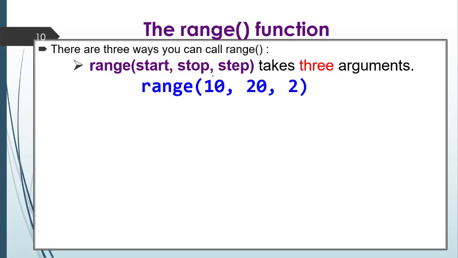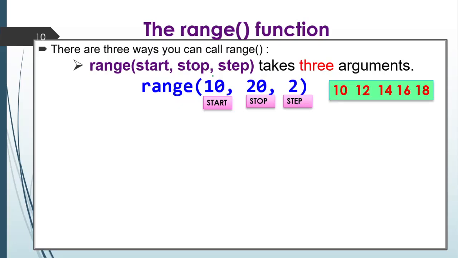Example, range 10, 20, 2. The start argument is specified as 10, so the sequence should start from 10, the stop is 20 and the step is 2. The output produced will be 10. After that, 2 numbers will be stepped and the next number will be 12, then 14, 16 and 18. The stop number 20 will not be displayed in the result.